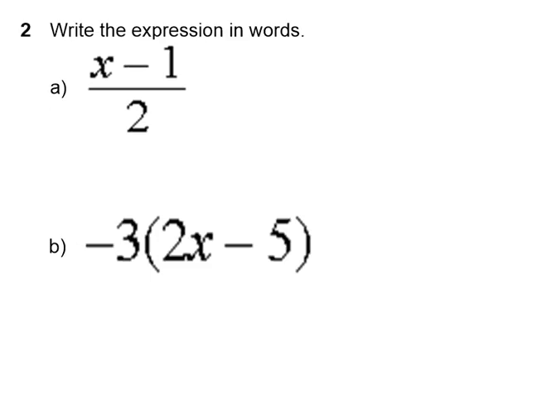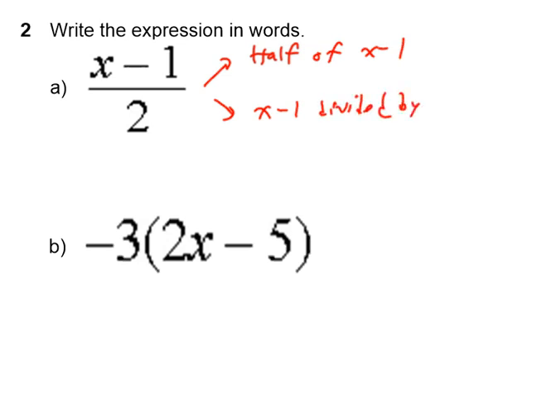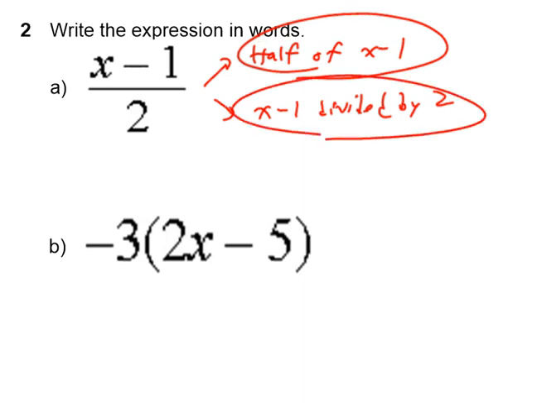Question 2, it says write an expression in words. So there's two ways to do it. You could say half, and this is the best way, half of a number decreased by 1, or half of x minus 1. Or the other way is to say x minus 1 divided by 2. I personally like this one better, half of x minus 1. But if you had x minus 1 divided by 2, that is also equally right.